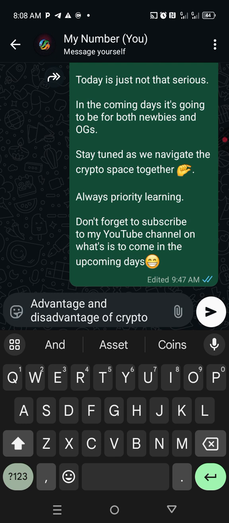Okay, that's number two. Remember, number one, decentralized. Government doesn't have control over your activities in the crypto space. Number two, transactions are very fast. When I mean fast, it is as fast as ABC.